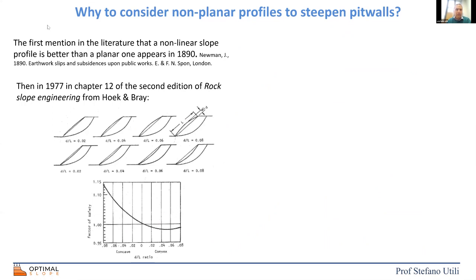I would like to make a little historical excursion in terms of where the idea comes from. Already Evert Hoek looked at the idea of non-planar slopes. Here is a 1977 chapter of the second edition of Rock Slope Engineering, where we can see circular slopes.